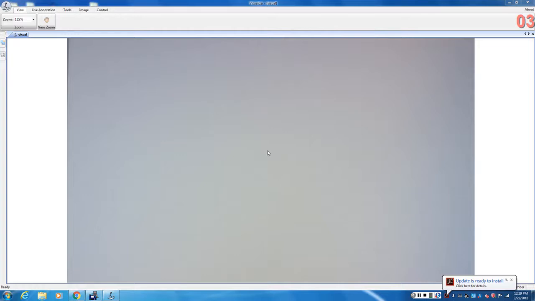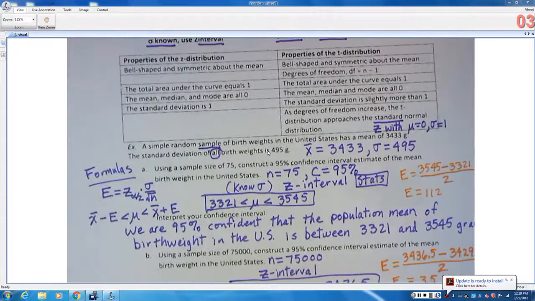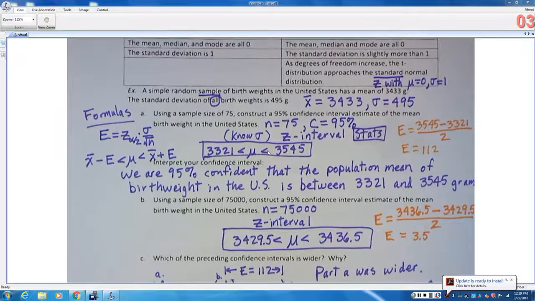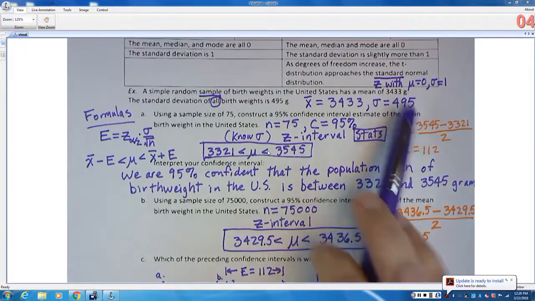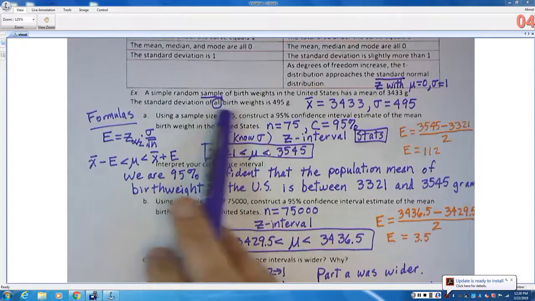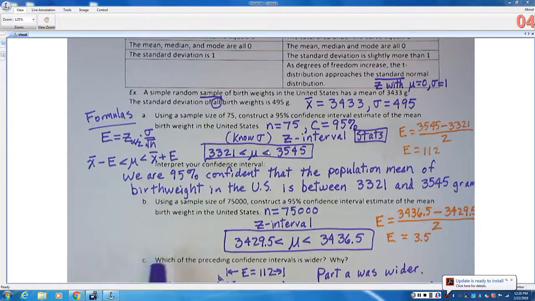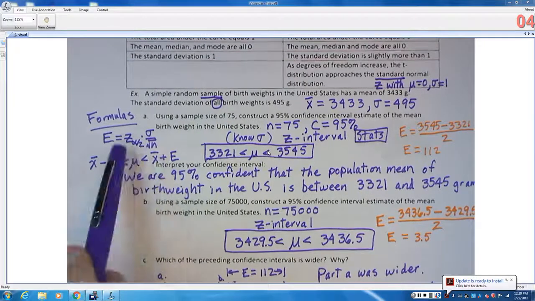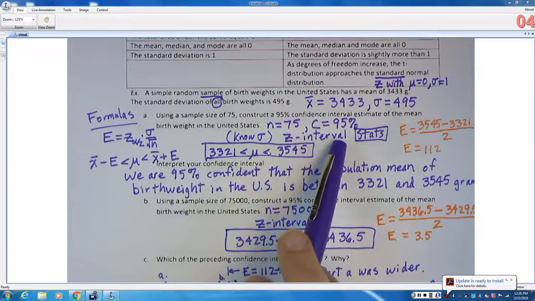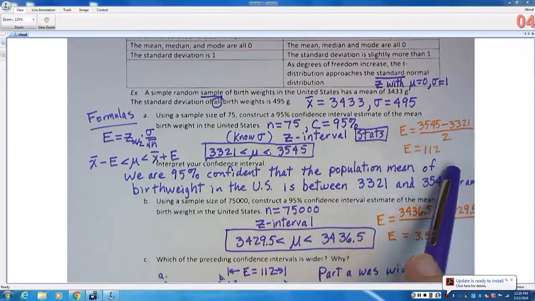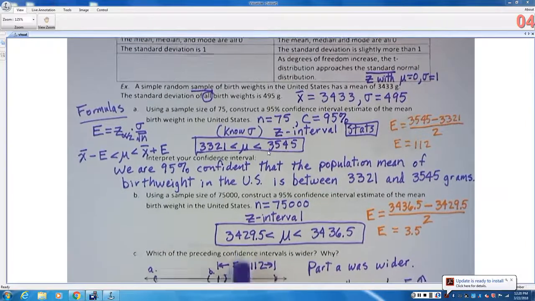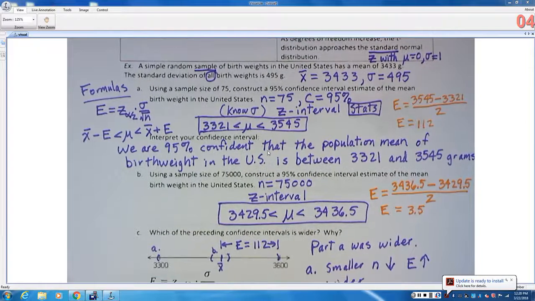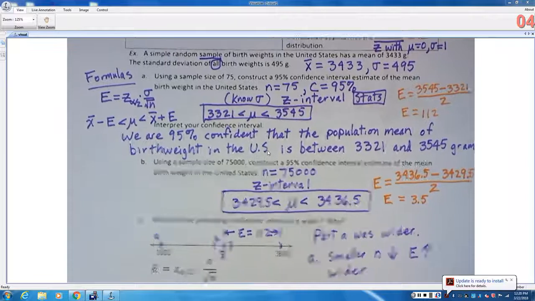So here's where we were. We had just done an example with birth weights with a mean, and we knew sigma because it said all birth weights, so that was sigma. So we didn't have to use these formulas, we used the interval. And then if we need to find E, we'd find it with upper minus lower over 2. And we found that, and then we asked which one was wider and why.